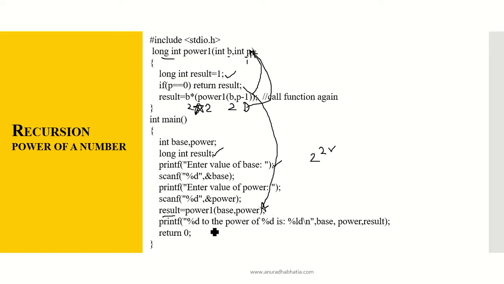So it is printf of 2 to the power of 2. 2 to the power of 2 is a long integer, so the answer will be 4, and return 0 as my main is an integer function. So this is how the power of a number is found out using recursion.